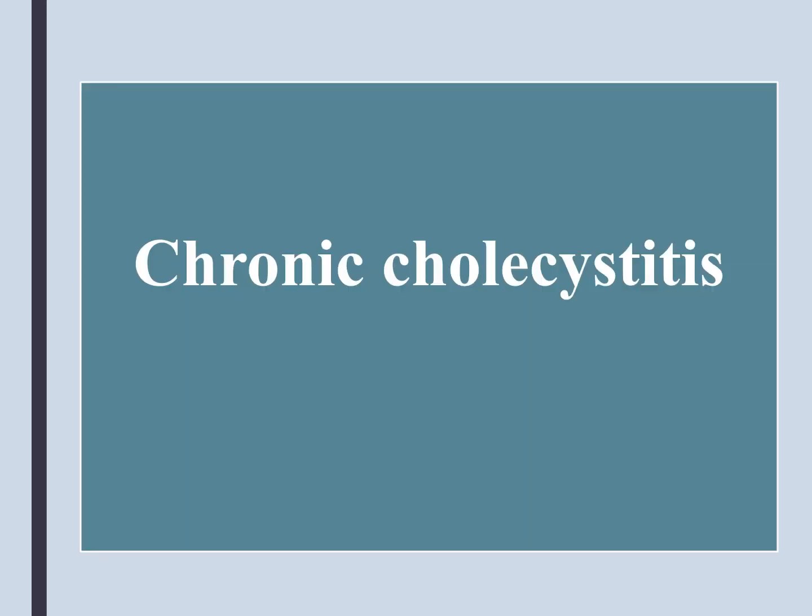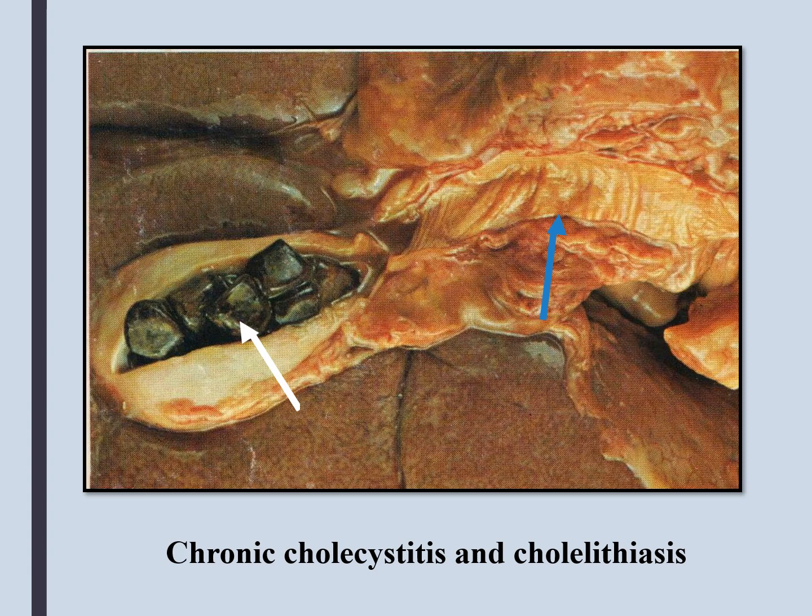The second important disorder of the gallbladder is inflammation of the gallbladder, which is called cholecystitis. Cholecystitis could be acute, chronic, or acute superimposed on chronic cholecystitis. Chronic cholecystitis may occur following repeated attacks of acute cholecystitis or in the absence of any previous attacks. It is almost always associated with gallstones. This is a case of chronic cholecystitis and cholelithiasis.